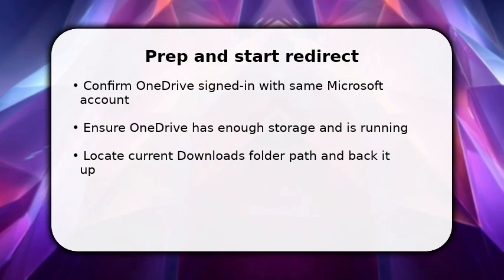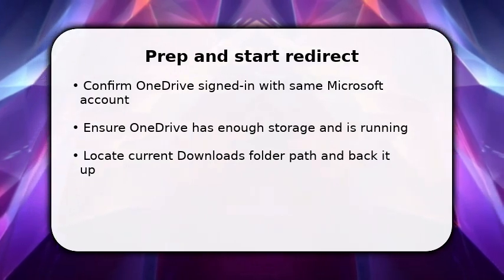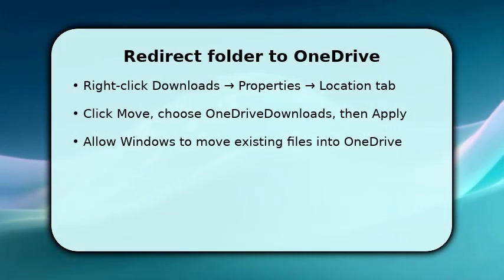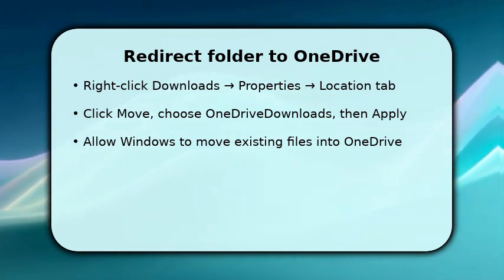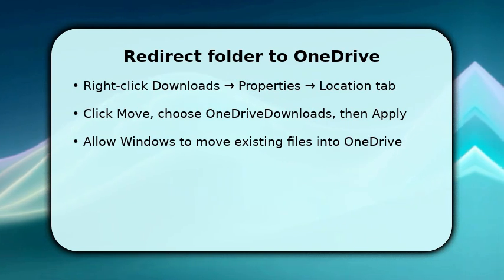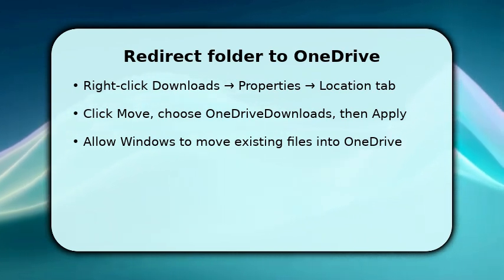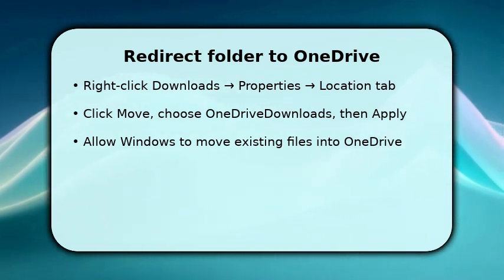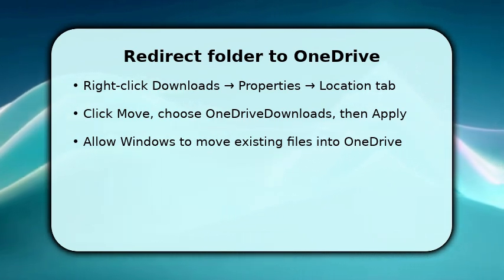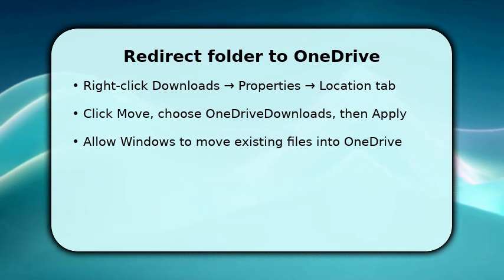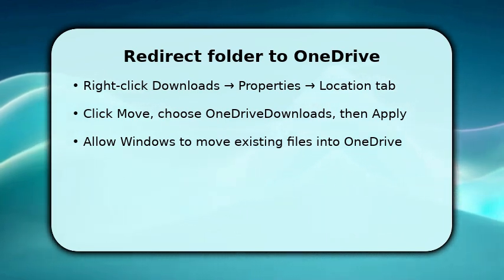that follows. Now you redirect the folder into OneDrive, open Downloads Properties, and go to the Location tab. Click Move, navigate to your OneDrive folder, and create or select a Downloads subfolder, then choose Select Folder. You'll be prompted to move existing files. Allow Windows to move them so OneDrive syncs the contents. This ensures new downloads land in OneDrive automatically.